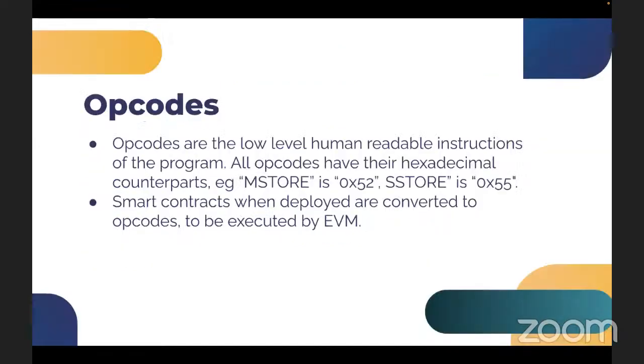Oh, okay. So let me quickly go back to it. Opcodes are basically low-level readable instructions of the program. The Ethereum virtual machine cannot understand Solidity code, so it converts Solidity code to opcodes for it to be able to execute the functions of the smart contract. Does that answer the question? So that means that when smart contracts are deployed, they are converted to opcodes so that the EVM can understand and execute the code when functions are called on the smart contract.